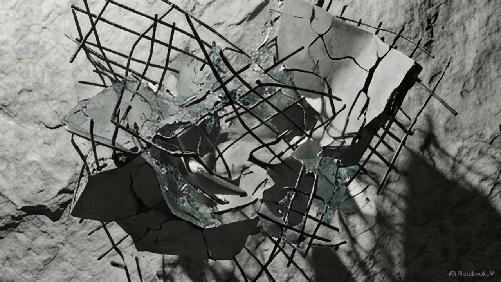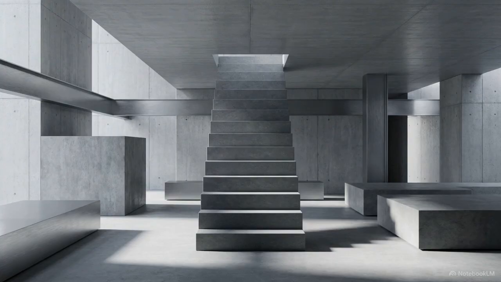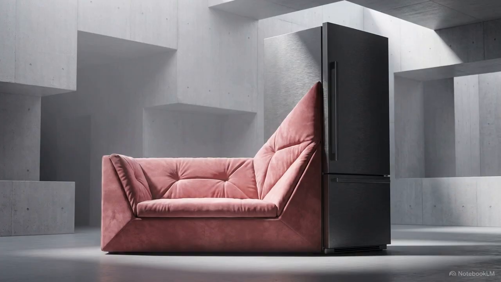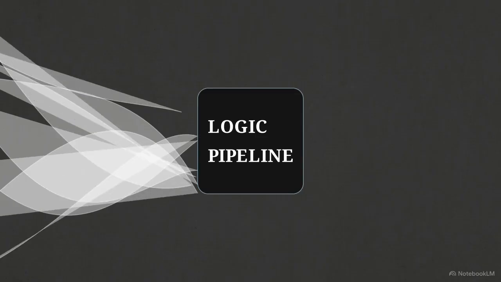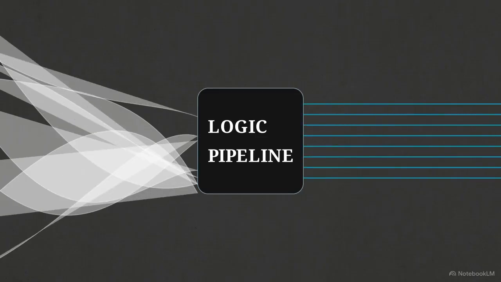Left to their own devices, raw AI video generators struggle with physical reality. Ask them for a room, and they might give you a staircase that leads nowhere or a couch melting into a refrigerator. They produce chaotic, unusable outputs. To fix this, DreamRooms uses a logic pipeline. This is a strict algorithmic framework that enforces architectural realism before the AI even begins rendering the image.